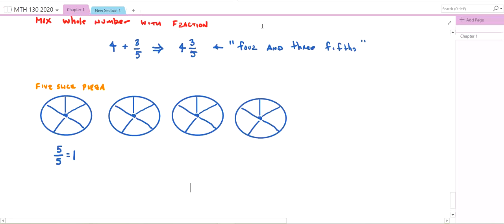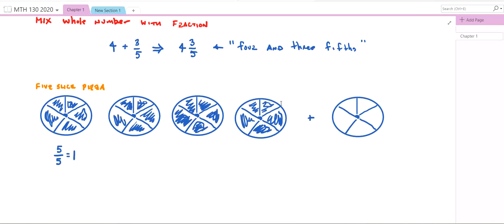And then we add to this a pizza that only has 3 slices left in it. So I'm going to put this over here, just to indicate these are solid pizzas. I went ahead and colored all those in.